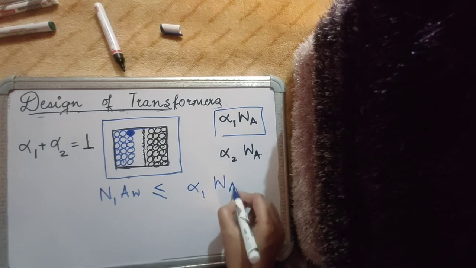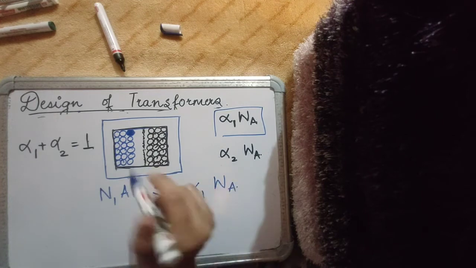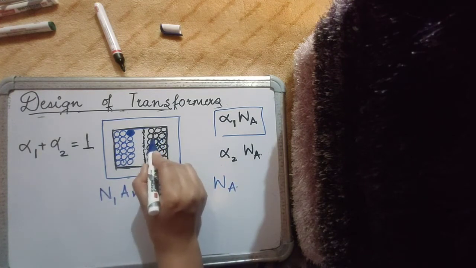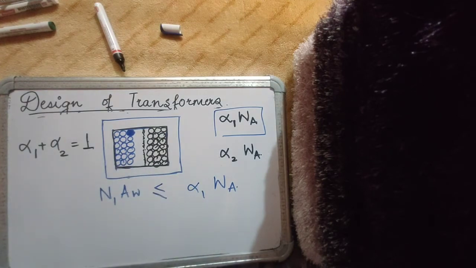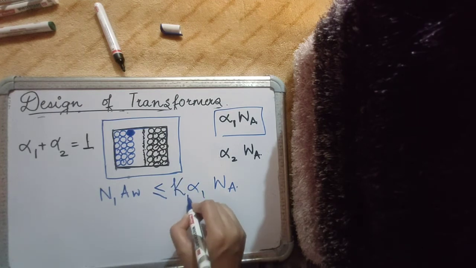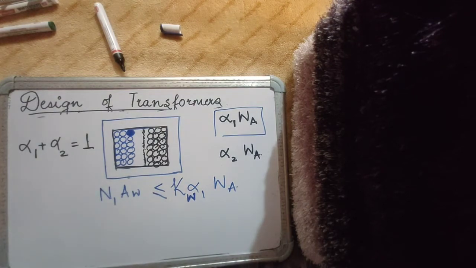So alpha 1 WA. But we have also talked previously about the window fill factor, which means that the complete window area cannot be utilized in winding the conductor, because some space will be occupied by the insulation, by the bobbin, by these empty spaces left between circles packed within a rectangular space. So all of these are going to eat up some space, therefore only some portion will be available for winding. Therefore another factor, the window fill factor or window utilization factor, comes into play. So this is for winding 1.